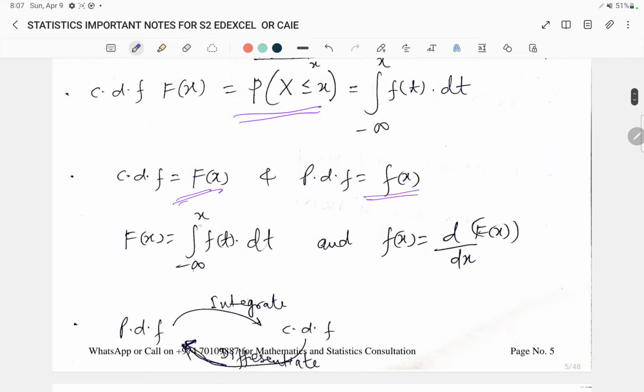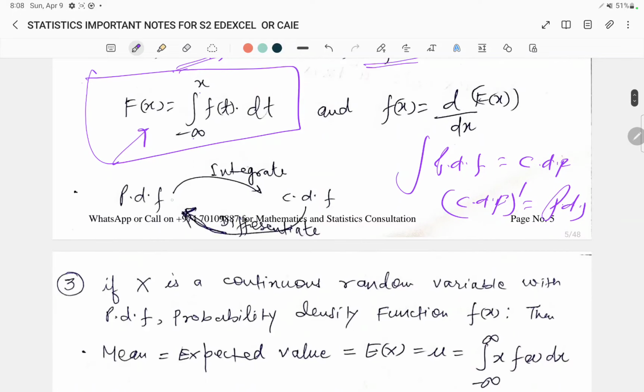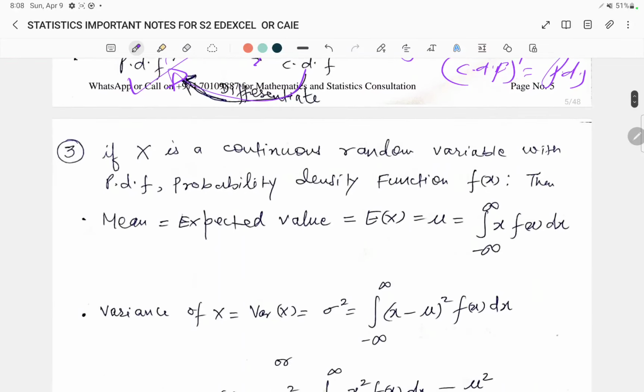Capital F of x is the integral from minus infinity to x of f of t dt. This is your CDF. And if you need to find the probability density function f of x, then you have to differentiate your CDF. It means if you integrate the PDF, you will get the CDF, and if you differentiate the CDF, you will get the PDF. The same thing I have explained here: PDF integration is CDF, and CDF differentiation is PDF.